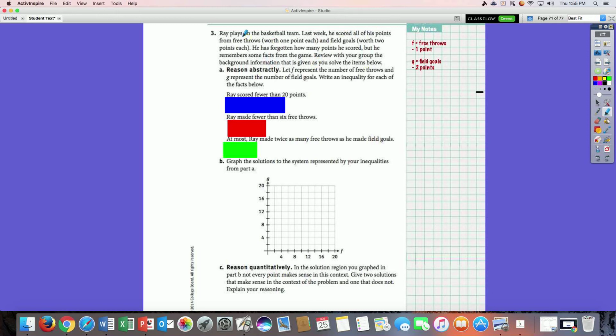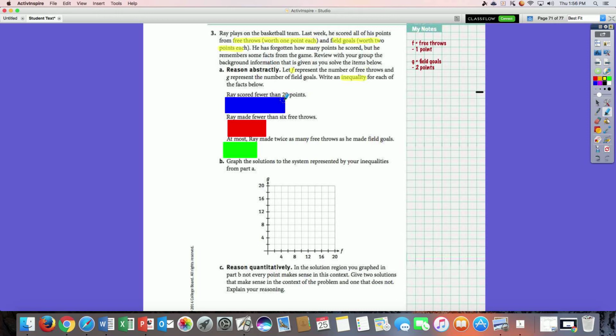Right, so he scored all of his points from free throws, worth 1 point, and field goals, worth 2 points. F is going to represent the number of free throws, and G is going to represent the number of field goals. Remember, free throws, 1 point, field goals, 2 points. Write an inequality for each of the facts below.